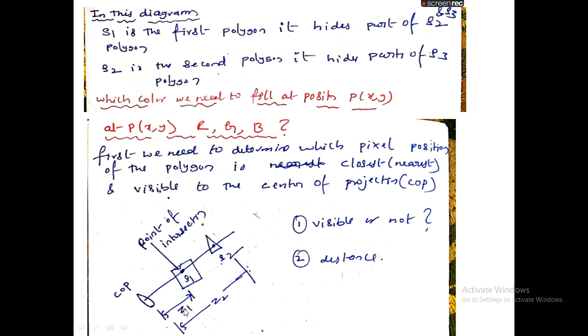As per the previous example, distance Z1 is 0.1, and distance Z2 is 0.2. 0.1 is less than 0.2, hence I can say that for this particular pixel, surface S1 is closer to the observer. If it is closer to the observer, then for this pixel position P of xy, I need to fill red color. If you see this slide, you will get the clarity, right?